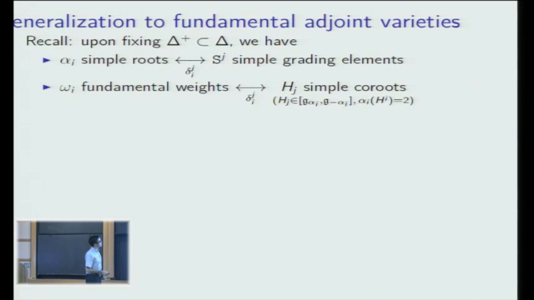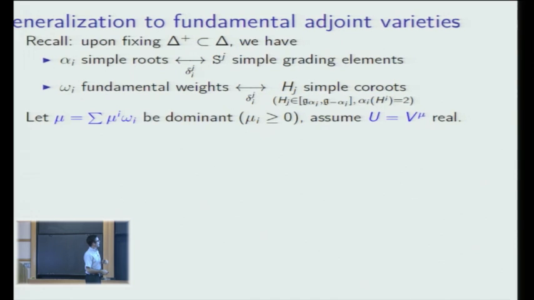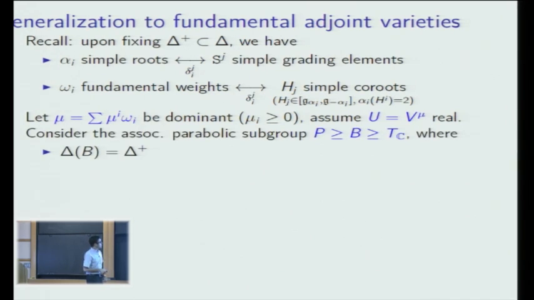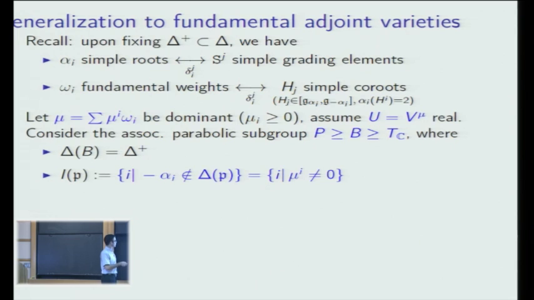So upon fixing a set of positive roots or set of simple roots, I have dually simple roots and simple grading elements on the one hand, and fundamental weights and simple co-roots on the other hand. And now I take any dominant weight, and I'm going to assume that the irreducible representation with that as its highest weight is real for simplicity, and consider the associated parabolic subgroup. This Borel B contains my Cartan, its root vectors are just the root vectors corresponding to the positive roots. And then I'm going to define what the P is by this criterion here.